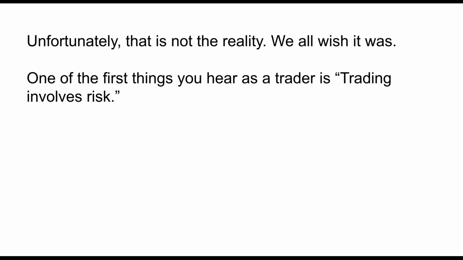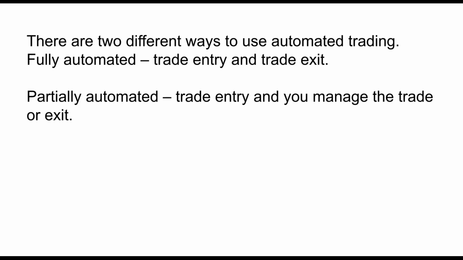Now, there are two different ways to use automated trading. There's fully automated, which is basically trade entry and trade exit, where you set up your signals in the back end. I'll talk about setting up your trading signals. Fully automated would be, okay, you've got my take profit.